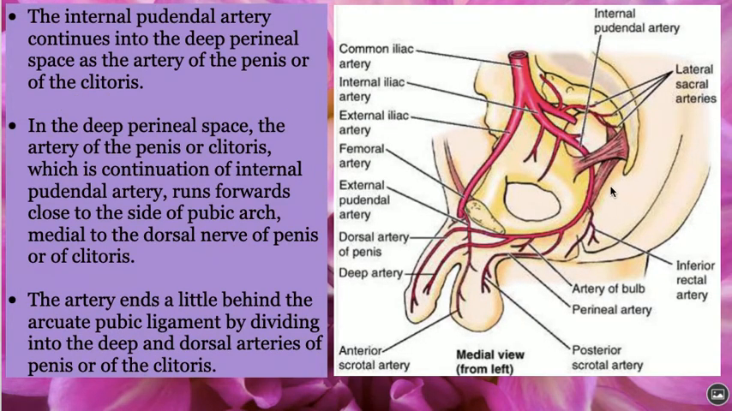The internal pudendal artery continues into the deep perineal space as the artery of the penis or the clitoris. In the deep perineal space, the artery of the penis or the clitoris, which is a continuation of the internal pudendal artery, runs forward close to the side of the pubic arch, medial to the dorsal nerve of the penis or of the clitoris. This artery ends behind the arcuate pubic ligament by dividing into the deep and the dorsal arteries of the penis and the clitoris over here.